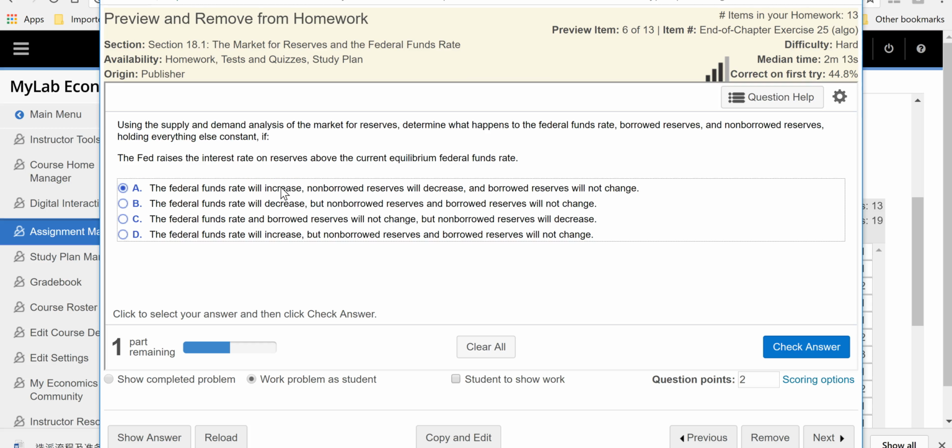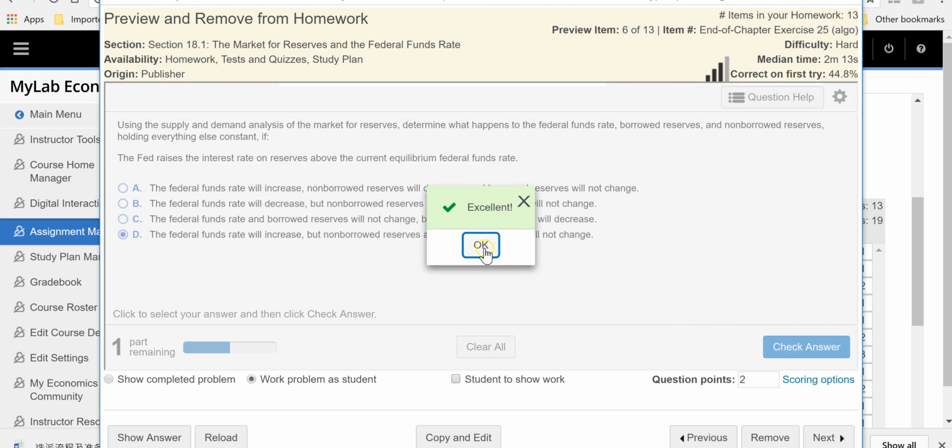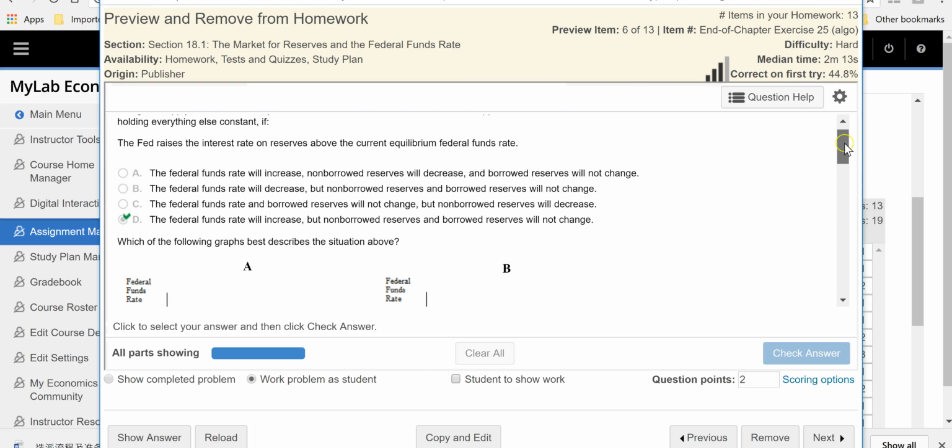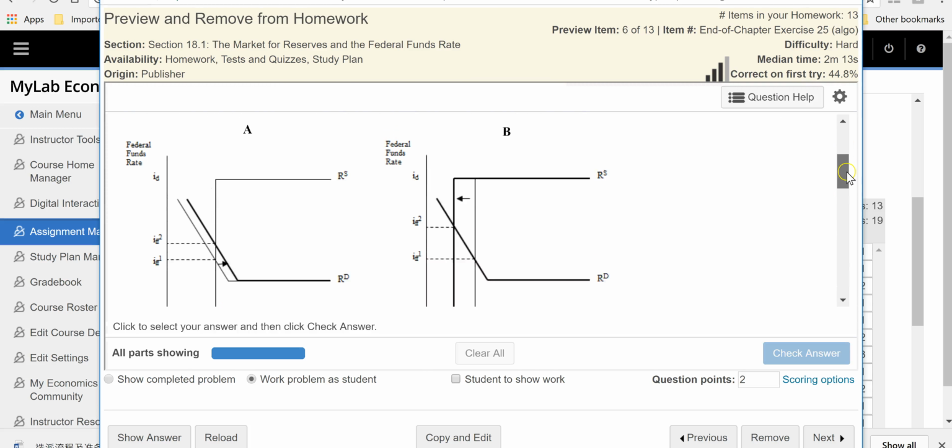The interest rate on reserves, that's the lower portion of the demand curve, will increase above the current equilibrium federal funds rate. So the new federal funds rate has to increase, but because it still stays on the same vertical portion of the supply curve, non-borrowed reserves and borrowed reserves will not change. So we choose D, but non-borrowed reserves and borrowed reserves will not change. Check our answer. Excellent.